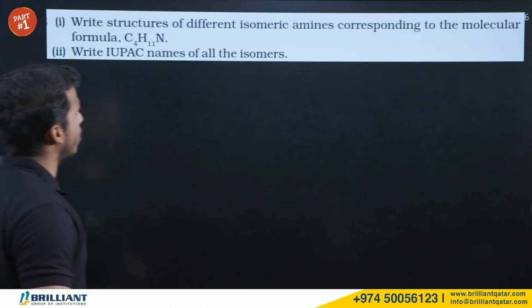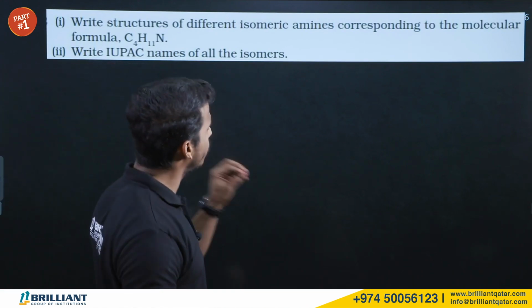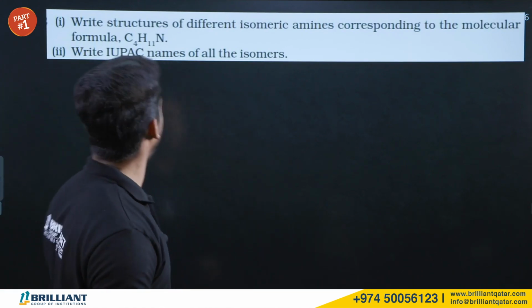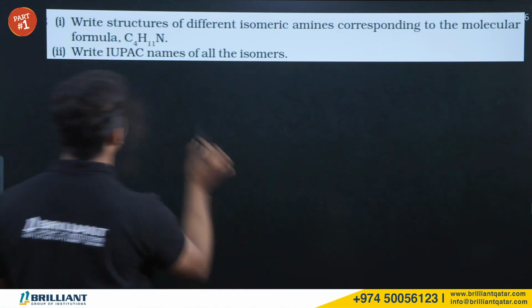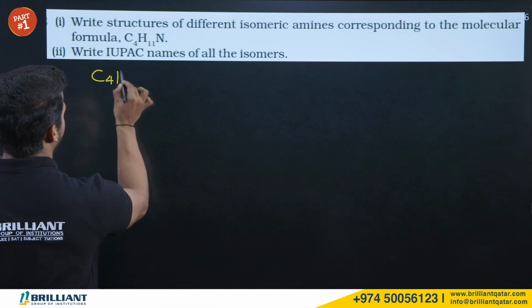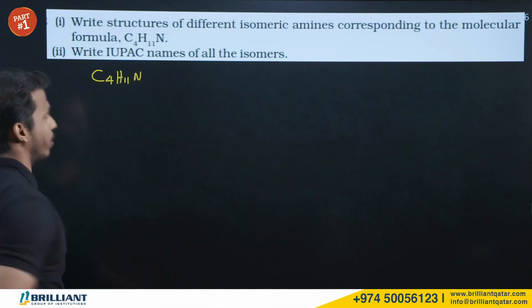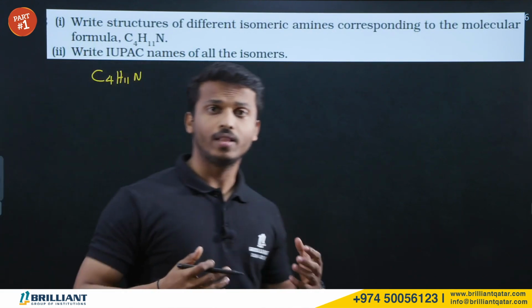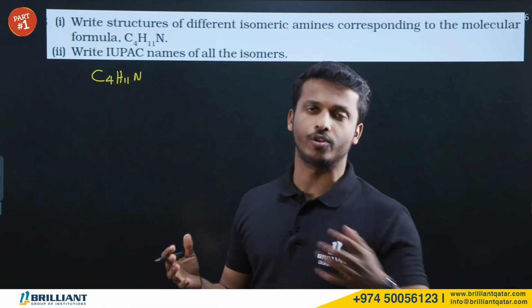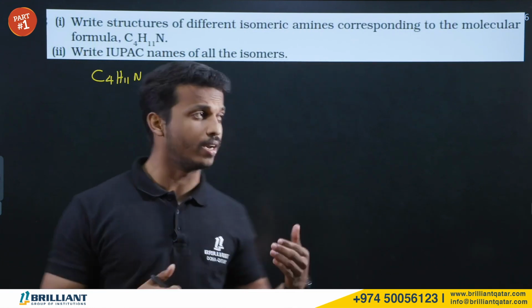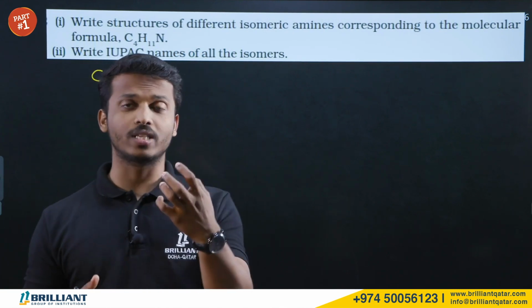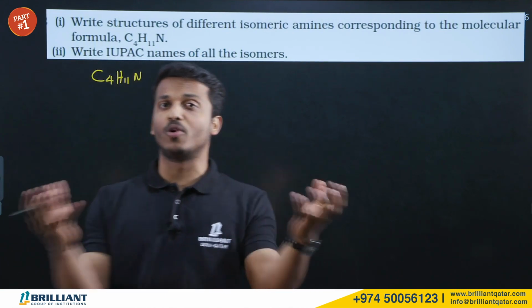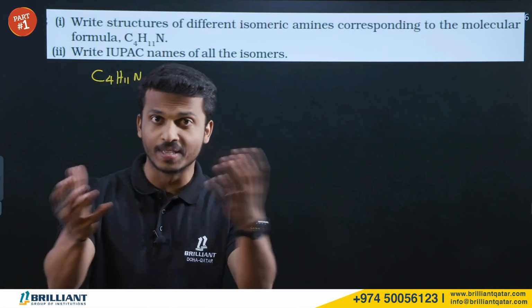Write the structures of different isomeric amines corresponding to the molecular formula C4H11N. Alright, C4H11N, this is the compound given. We can write the maximum possible structures of these amines. You want to write these isomers. You know what an isomer is? Isomers are compounds having the same molecular formula but different structures, right?